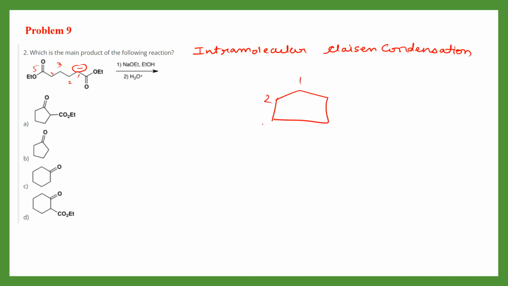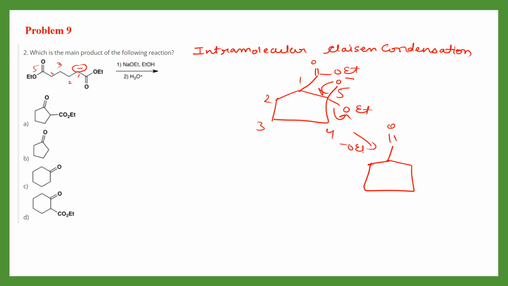Just do numbering here also to avoid all the confusion. At number 1, the CO2Et group is attached. 2, 3, 4 are single, and at 5 you will get O negative, OEt. The O negative will come back, and OEt will knock off. Remember one thing, this mechanism I am writing here just for understanding purposes. You should know that all the steps in Claisen condensation are reversible.